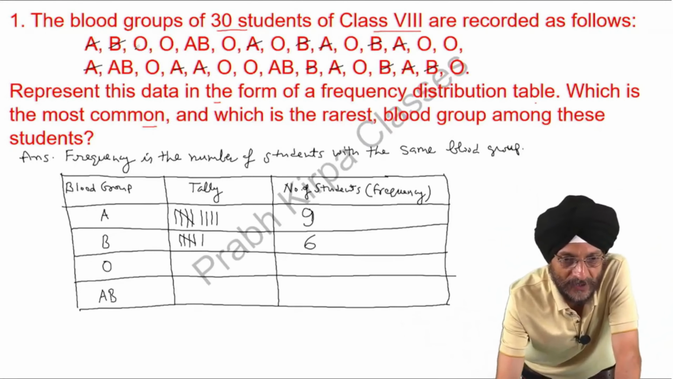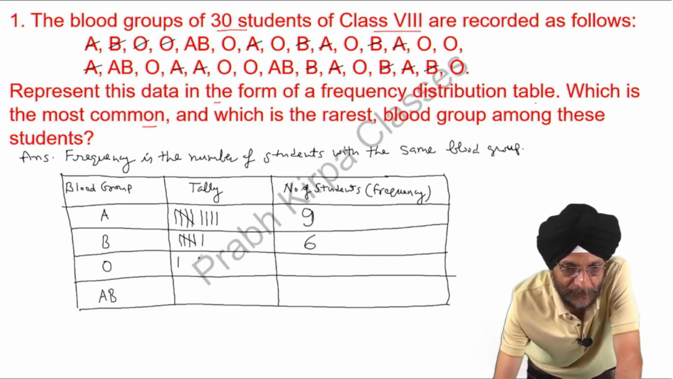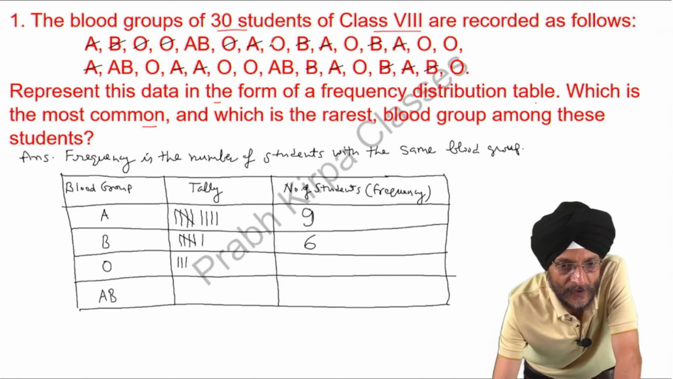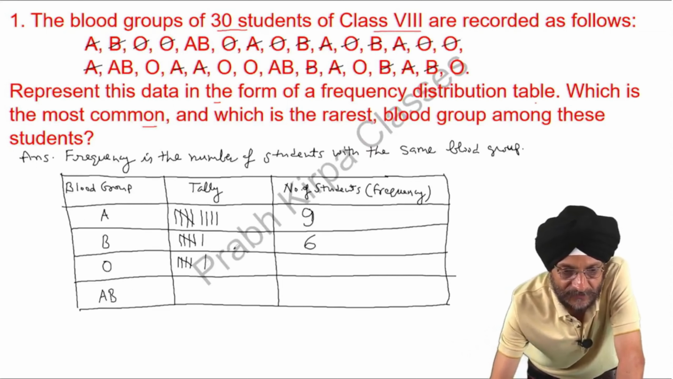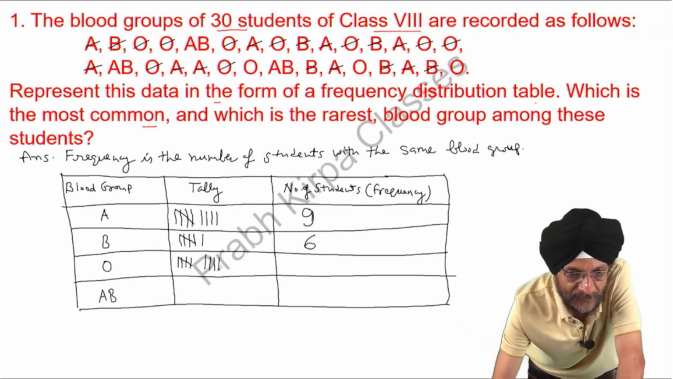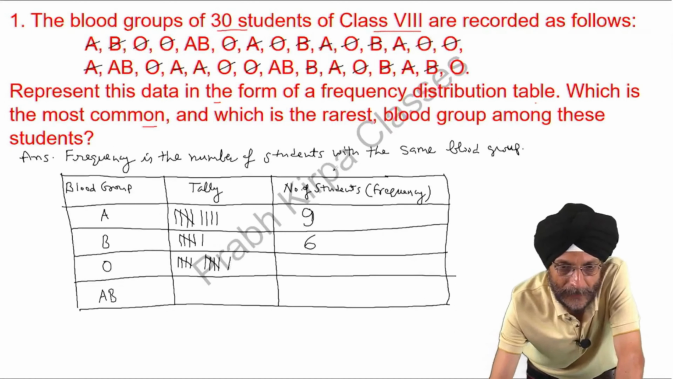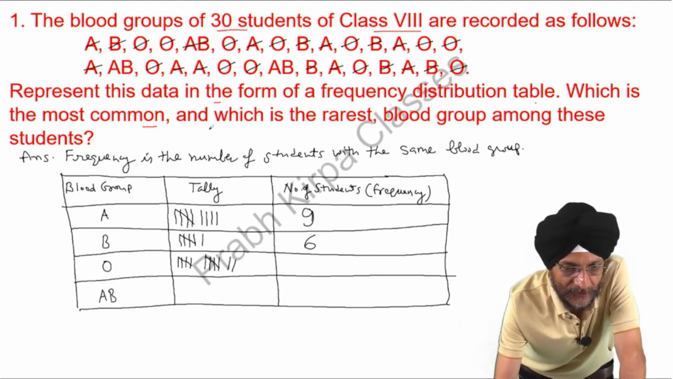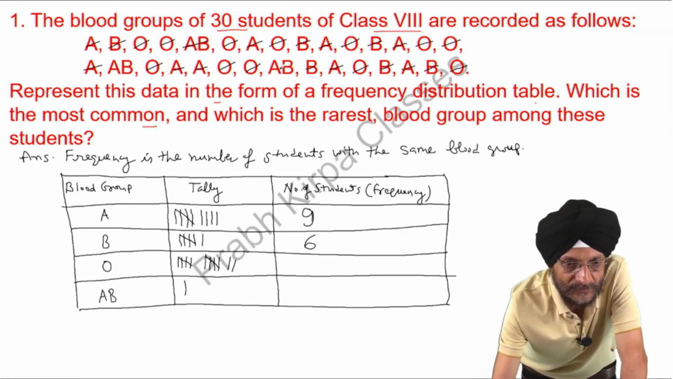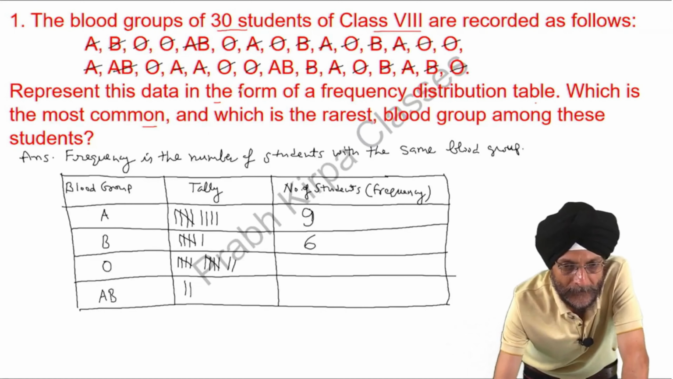Next, O blood group. 1, 2, 3, 4, 5, 6, 7, 8, 9, 10, 11, 12. Now what is the balance? It is AB blood group. Let us count the same. 1, 2, and 3.